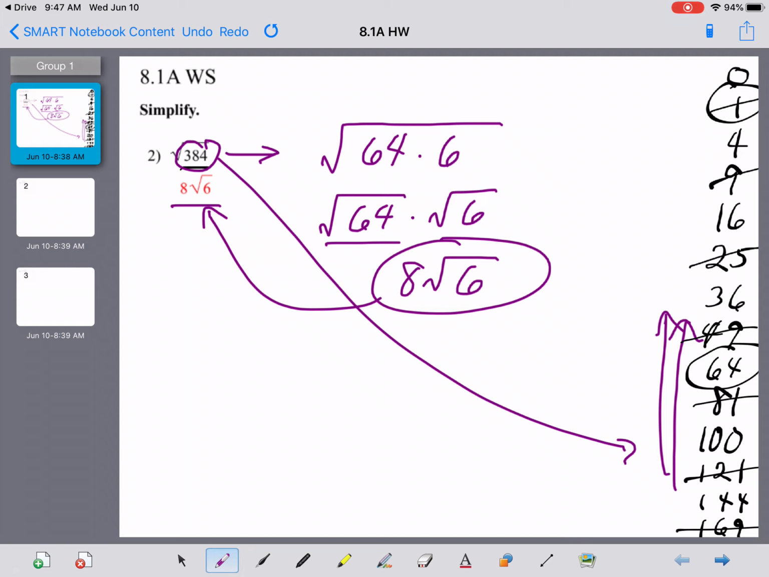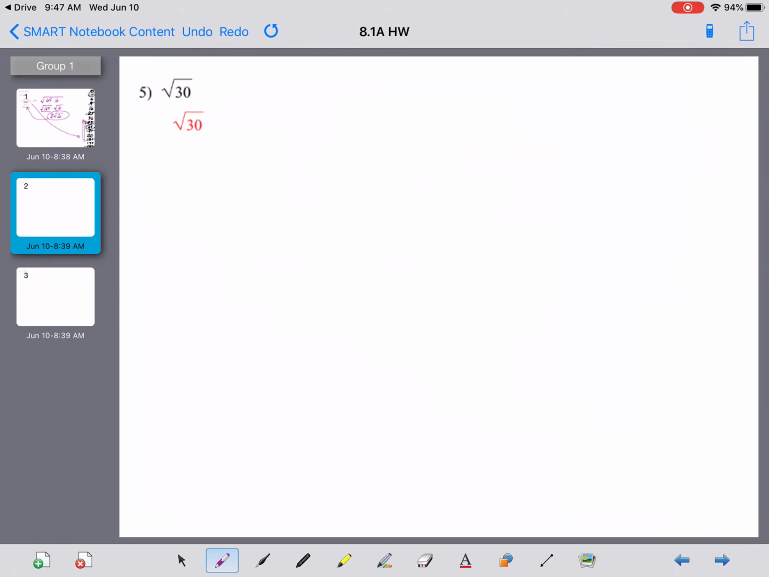You just have to cut the number in half and then just go up the list from there. Now, I wanted to talk about number 5 with you as well, because I could see this being a problem that people would ask about. The square root of 30 is what we're working on right now, and we would like to try to find a perfect square that divides evenly into that 30.